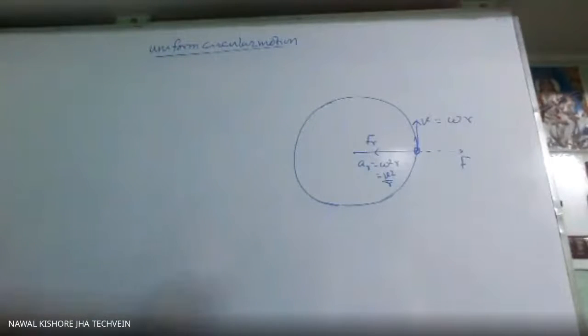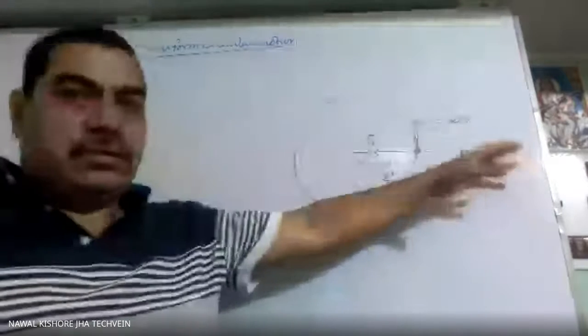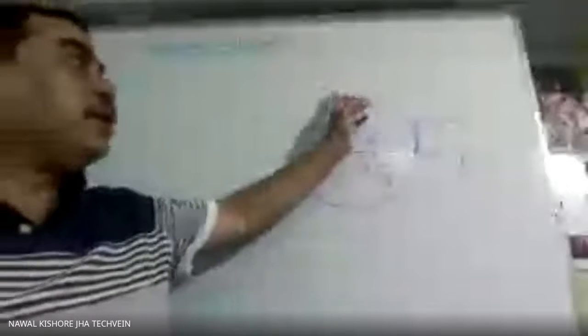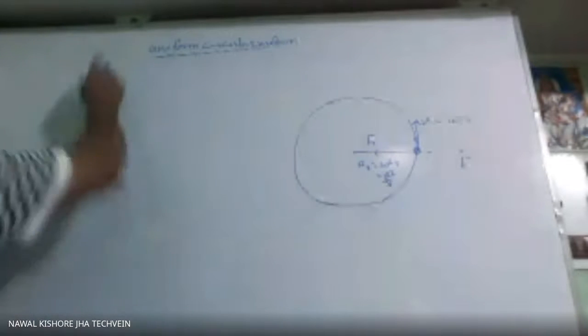Sometimes it will be asked, suppose when the string is here, it breaks, then where will it hit? If it is moving in a vertical circle, and when it is at the highest point the string breaks, then in that case you will have to apply the concept of projectile motion. Okay, now non-uniform circular motion.